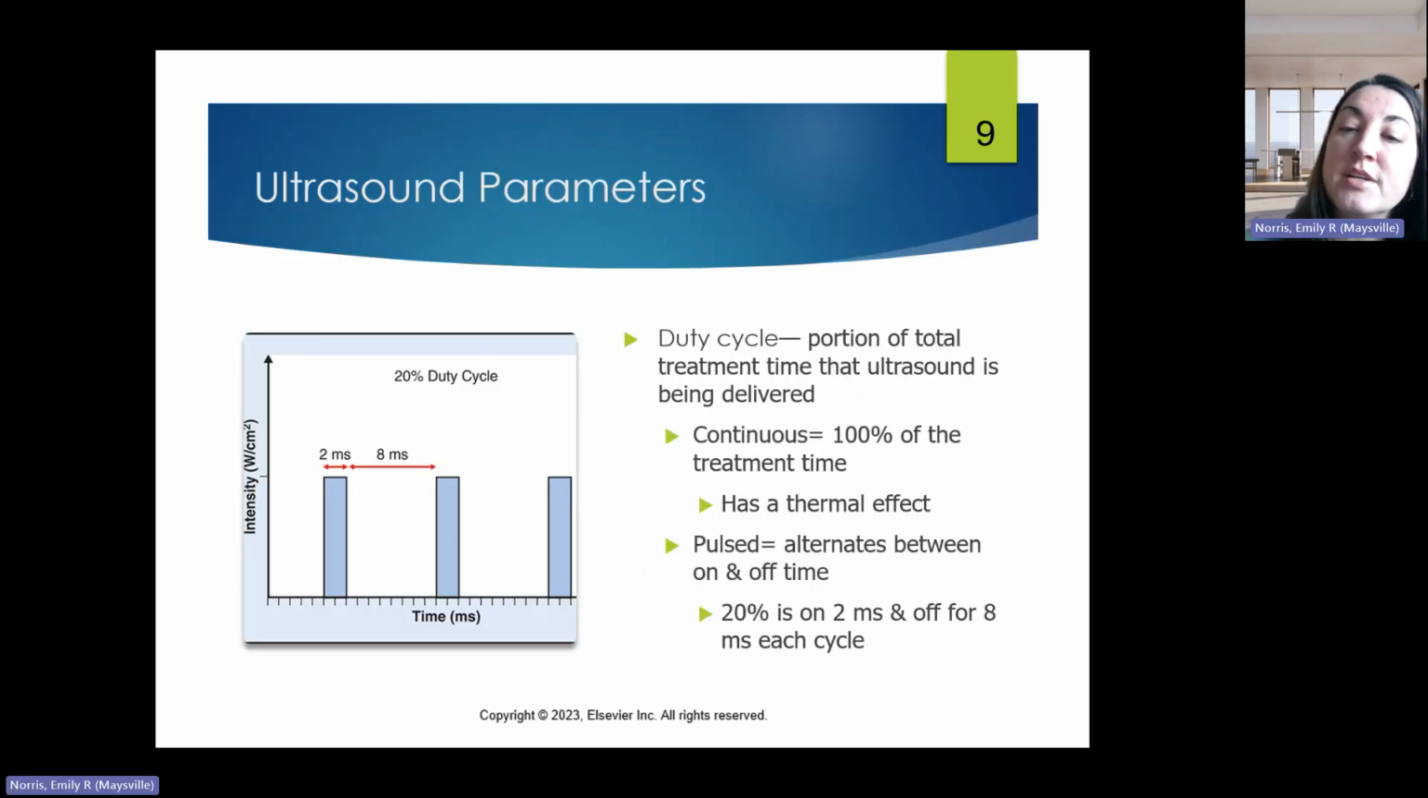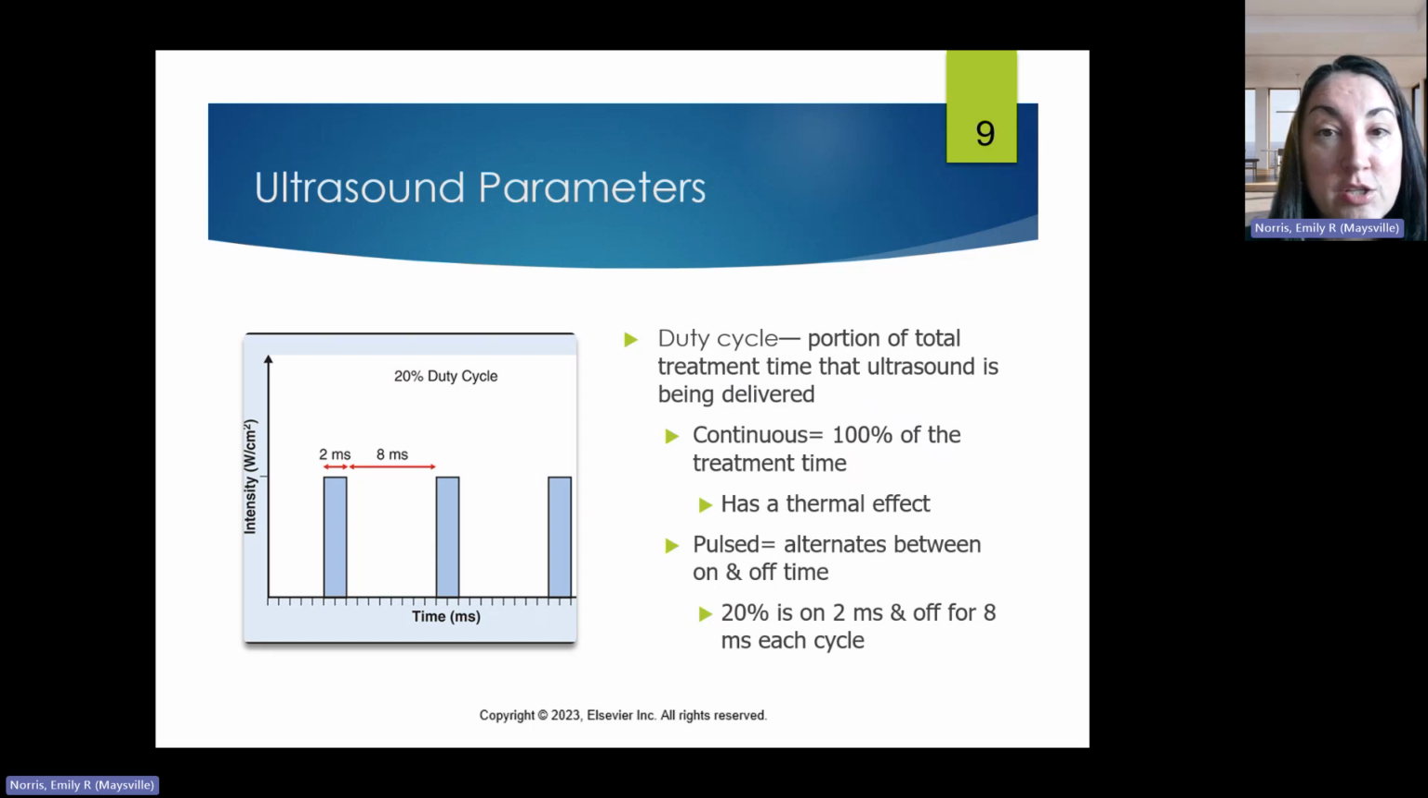The duty cycle is the portion of total treatment time that the ultrasound is being delivered. So in a continuous ultrasound, it's being delivered 100% of the treatment time. That it's continuously delivering that ultrasound. It has a thermal effect, which heats up the area, and that's one of the benefits, but it may not be your desired reason for using it.